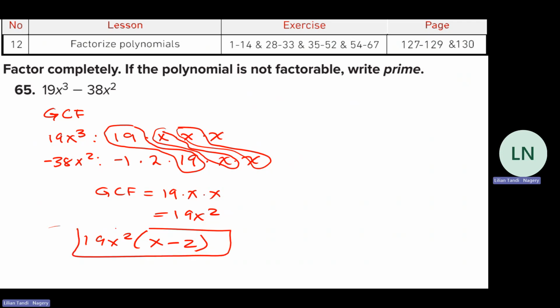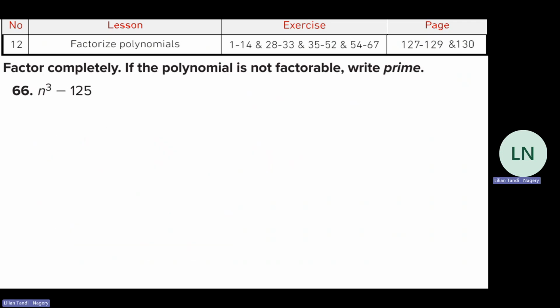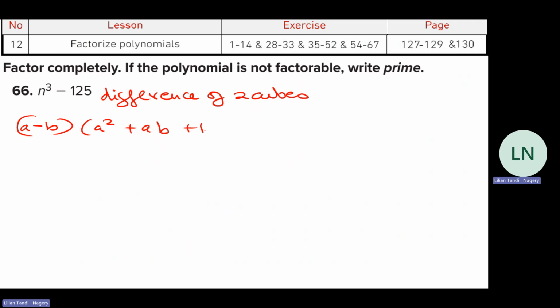So there, this is perfect cubes and you're subtracting. So the difference of two cubes. You should know by looking at your number whether it's a perfect square or a perfect cube. Just by looking at it, you should know, because we've practiced cube numbers and square numbers in class. So how do we write difference of two cubes? A minus B, A squared plus AB plus B squared.